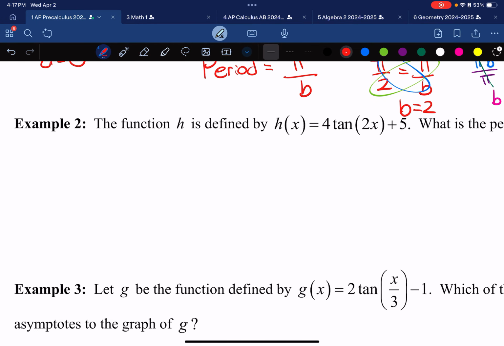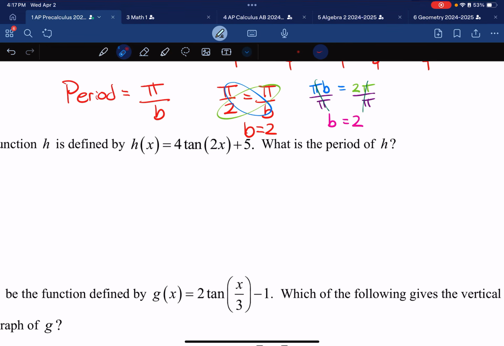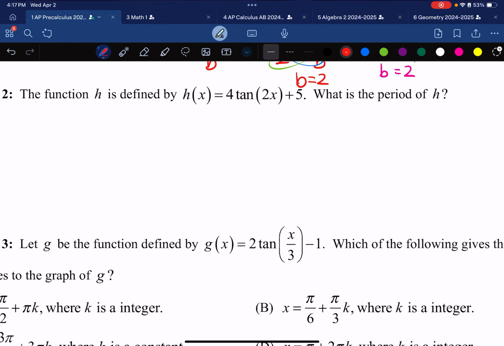All right, what about example 2? So now it's giving us a function, and we need to figure out its period. So again, we're using that fancy formula that says period is equal to pi divided by b, not 2 pi. Remember, 2 pi is for sine and cosine. Pi is for tangent.